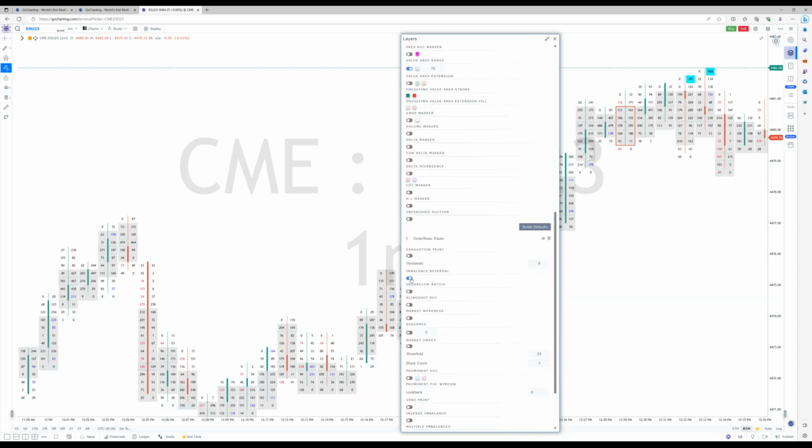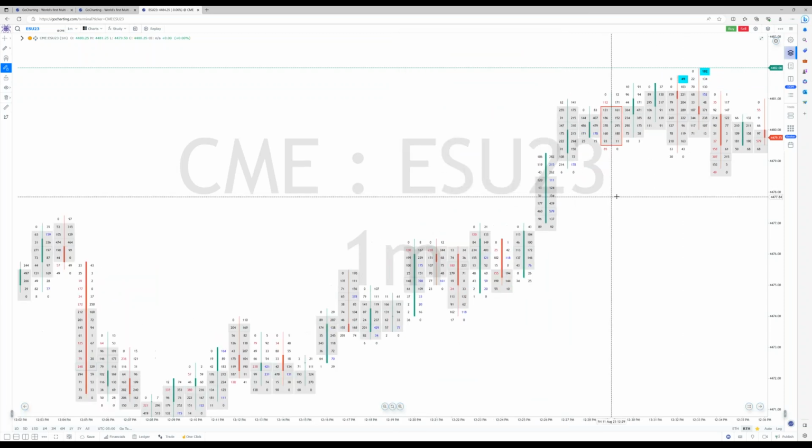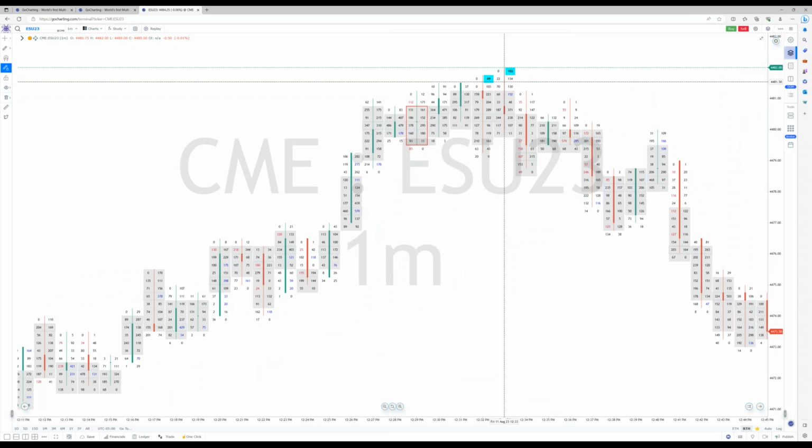So the next one, imbalance reversal. Imbalance reversal is basically a sign of trapped traders. You can see, look up here, these 2 boxes here. Turn it off, turn it on, the boxes there. It's basically telling me that right up here, you have some trapped traders. Look where it's coming in, right up here. And then the market sells off.